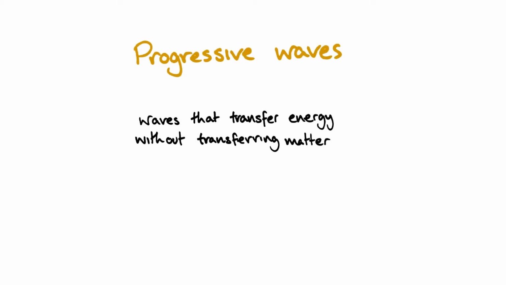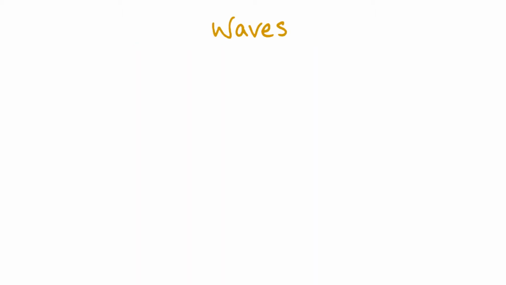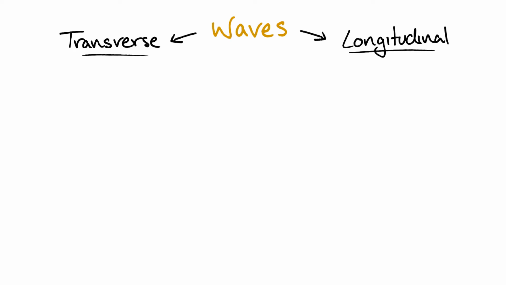All the waves we look at in this topic are progressive waves. Progressive waves are waves that transfer energy without transferring matter. We'll look at an example of this in a minute. Waves fall into two main categories: transverse waves and longitudinal waves. Let's have a look at the difference between transverse and longitudinal waves.